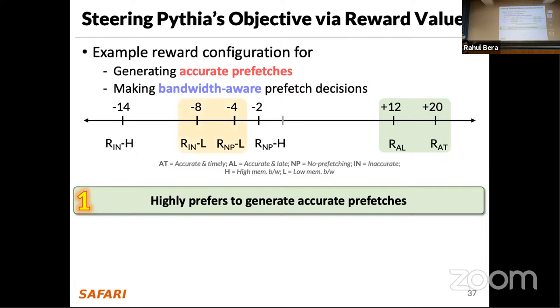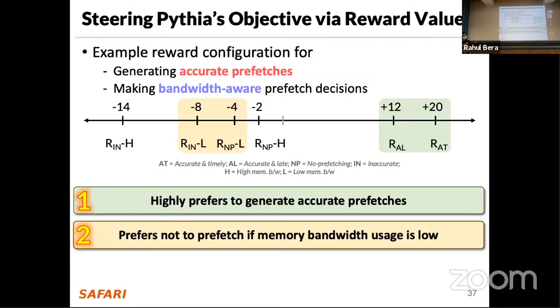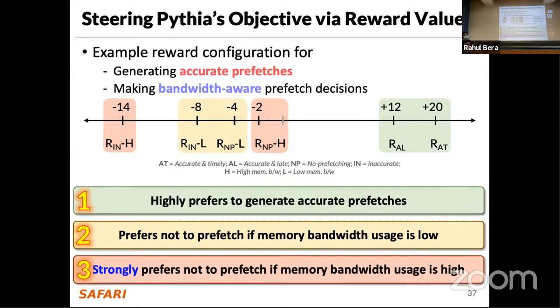But then if I can't, then what is happening? Then we are deliberately providing a slightly higher reward for generating no prefetch request than for an inaccurate prefetch if the memory bandwidth usage is low. So what essentially we are telling the prefetcher is that if the system's memory bandwidth usage is low, then you should favor doing no prefetching rather than prefetching something inaccurate. And in the case of, let's say, high memory bandwidth usage, we are providing a -2 as a reward for no prefetching and -14 as a reward for inaccurate prefetching, which essentially says that if the memory bandwidth usage is really high, then there is much more perk for just staying quiet rather than prefetching something inaccurate. So it essentially says that if your memory bandwidth usage is high, then you would strongly prefer not to prefetch rather than prefetching inaccurately. Okay.